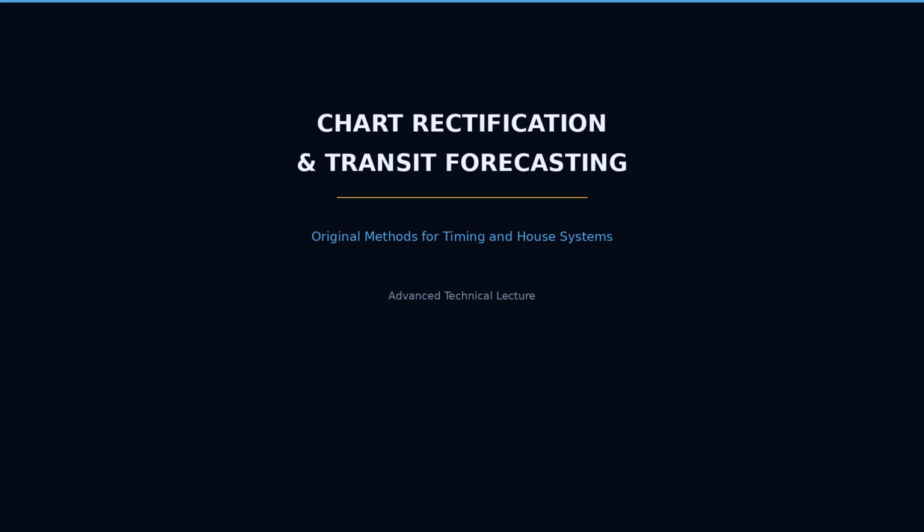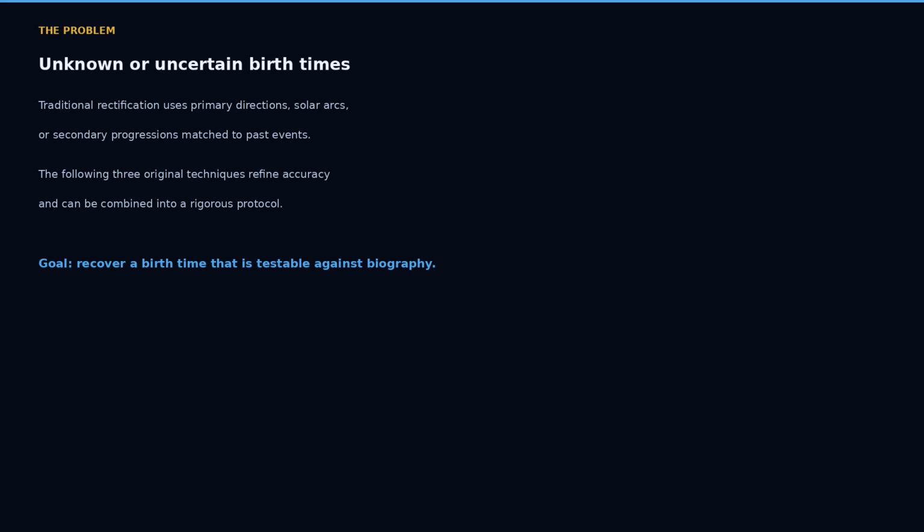Advanced Lecture: Original Methods of Chart Rectification and Transit Forecasting. Rectification is the art of recovering an unknown or uncertain birth time. Most traditional methods rely on past events matched to primary directions, solar arcs, or secondary progressions. The following three original techniques refine that process and can be used alone or in combination.